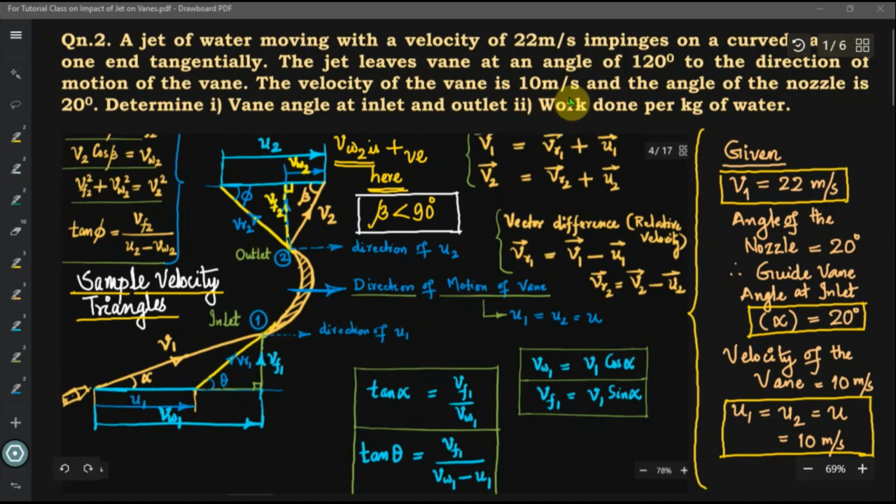Velocity of the vane here is 10 meter per second. So that is your u1, which is equal to u2, and that can be represented by, say, common u, which is equal to 10 meter per second. And the angle of the nozzle is 20 degree. So that means that is the angle at which the jet is directed. That is the guide vane angle alpha. So angle of the nozzle, that is given as 20 degree, which of course is equal to guide vane angle at inlet. That is inclination of the absolute velocity of the jet with the direction of motion at inlet. So inclination of V1 with U1.